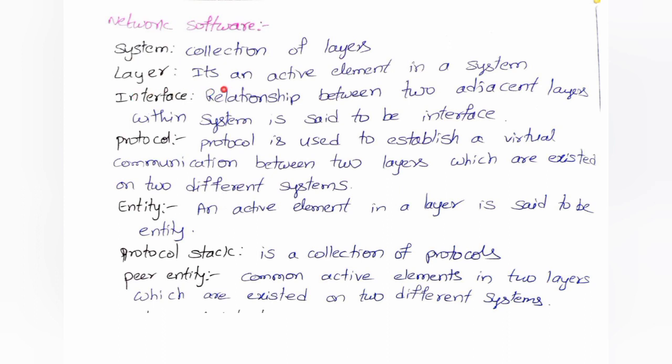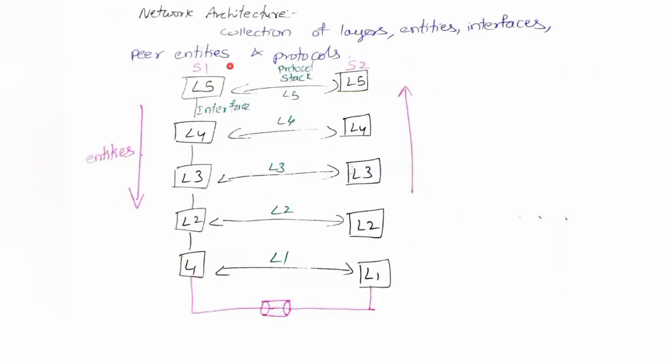The next one is the layer. A layer is an active element in a system. Here we have system 1 and system 2. An active element in a system is called a layer. We have 5 layers in the given device.